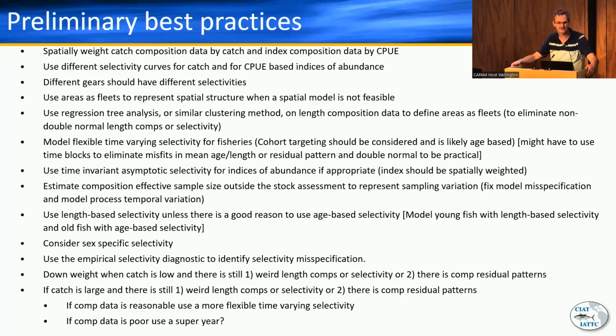If you find that you can't run the models if you do that, then maybe you need to share selectivity somehow, but I don't see a reason why. The only way it would happen is if you created an areas-as-fleets approach where one of the fleets had such low length frequency samples that you couldn't estimate its selectivity. And then you would probably want to share that selectivity with another fleet or with the index and remove the length comp data for that fleet.